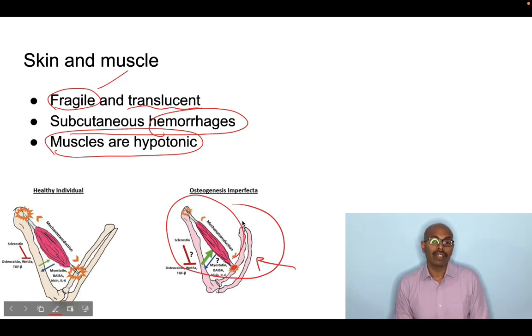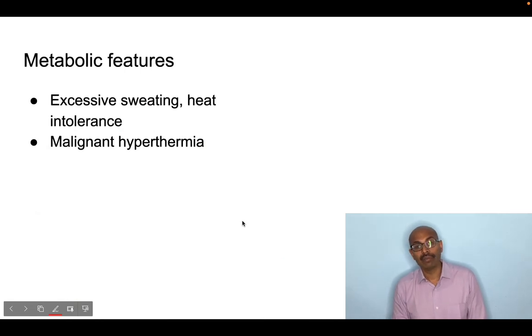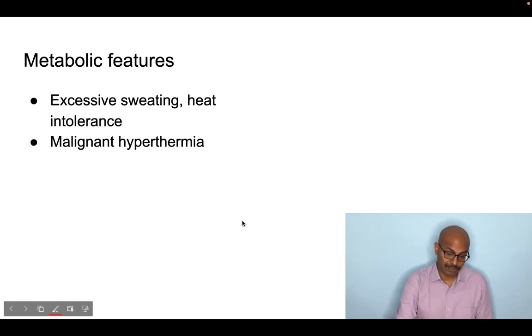Now you also have malignant hyperthermia, which is also seen in osteogenesis imperfecta. You have excessive sweating. There is heat intolerance. So therefore they are more likely to have heat strokes and malignant hyperthermia.